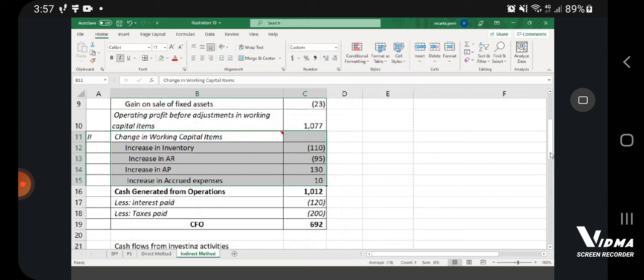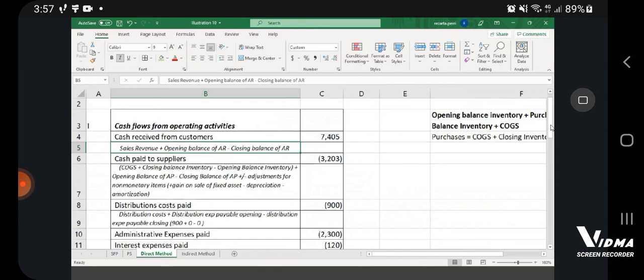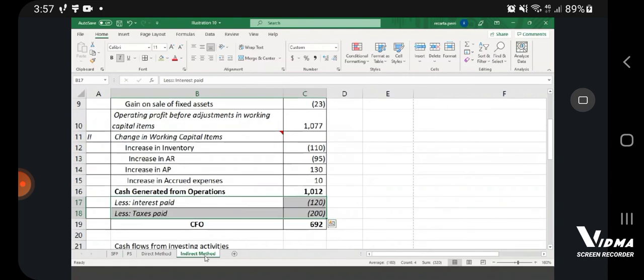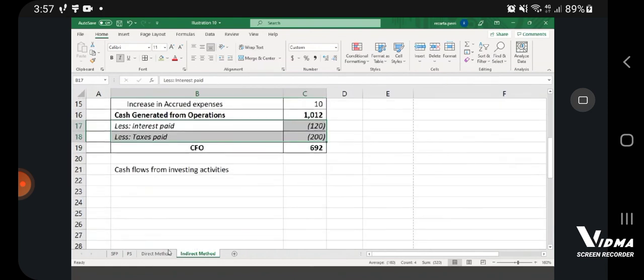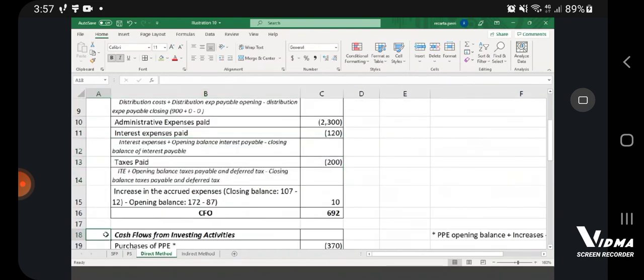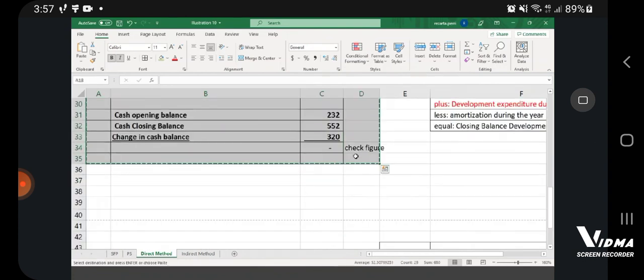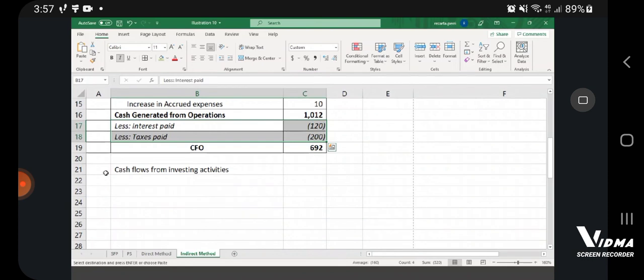Then you take cash generated from operations. This is not cash flows from operations yet, because the last two items are interest and taxes paid. How we came up with those amounts is already disclosed in the direct method over here. You have all the necessary calculations with formulas in the direct method. Regarding the other two sections, nothing to worry about, because everything is exactly the same as under the direct method.